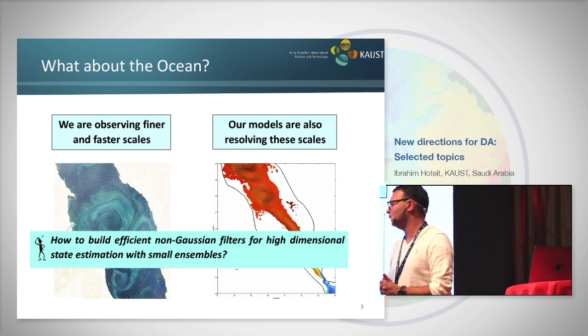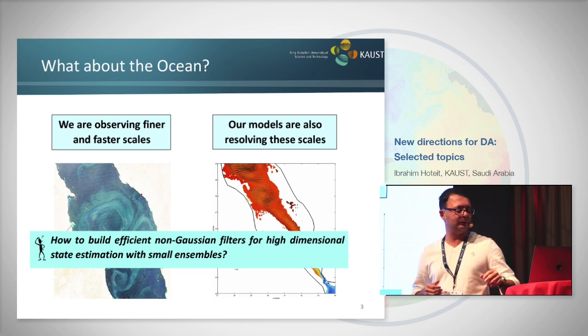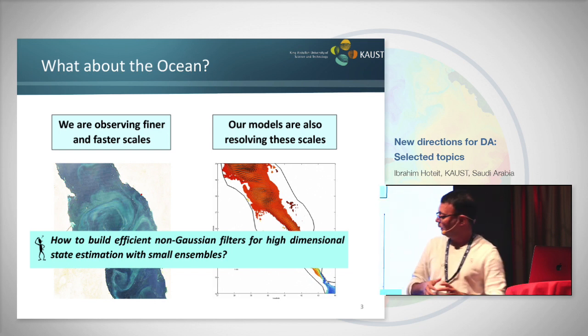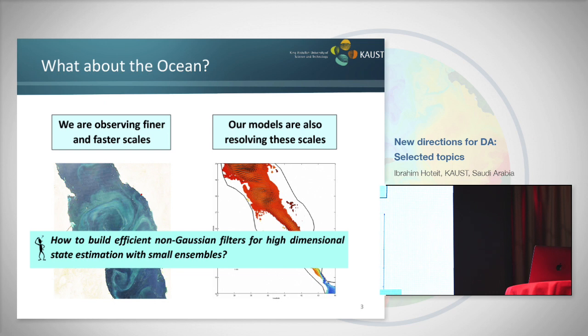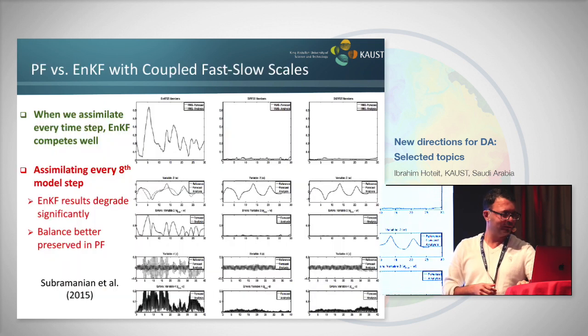Even 1,000 is a very small ensemble to answer the questions that have been asked. In principle, there is a theory behind the non-Gaussian filters, which shows that the number of particles, members, the size of the ensemble, will increase exponentially with the dimension. So if you have 10 to the 8 dimensions, exponential of 10 to the 8, this is how many members you will need. So this is the dilemma we have to deal with.